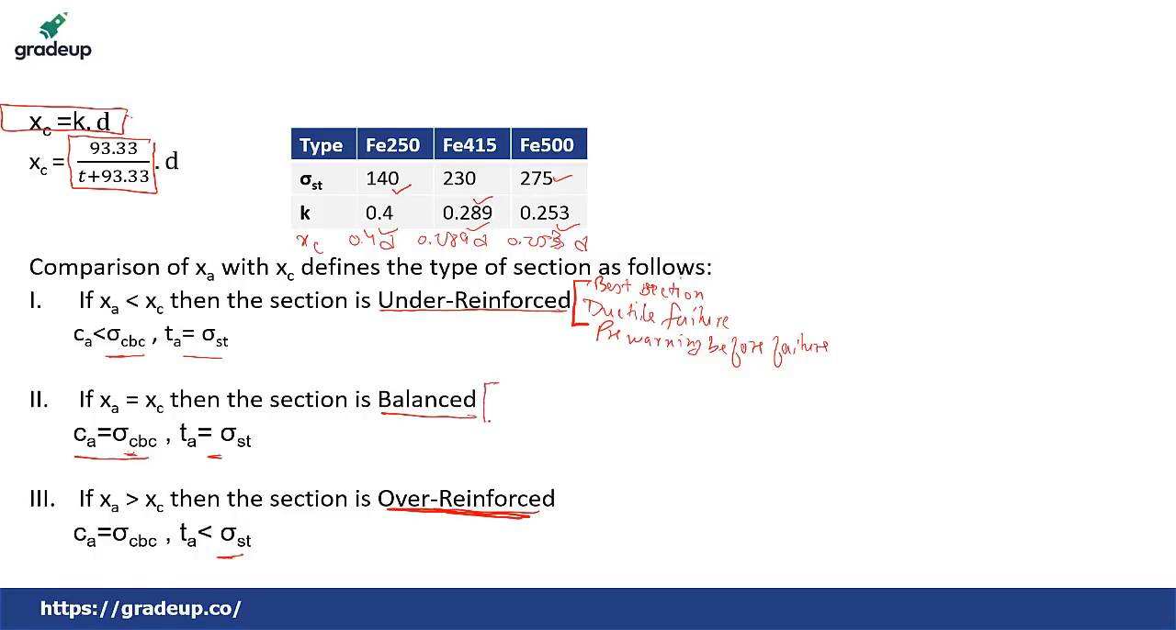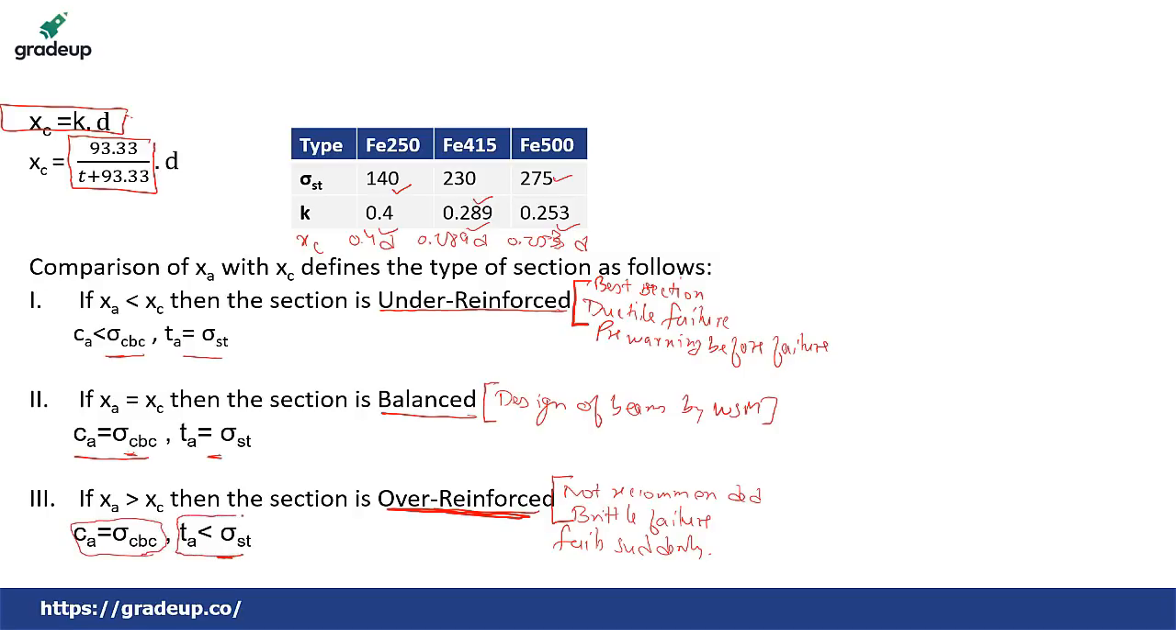The balanced section is used for design purposes while designing beams by WSM. We use the balanced section. And over-reinforced is not recommended to be provided anywhere, because it has a brittle failure. It fails suddenly. Why does it fail suddenly? Because the concrete has reached its limiting permissible stress, while steel has not reached its permissible stress. Concrete being a brittle material, the failure will be brittle in nature. It will fail suddenly, leading to loss of life and other damages. In this way we have defined the type of section.